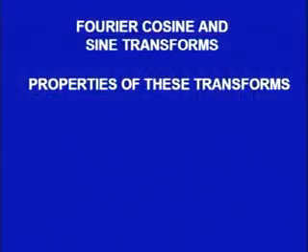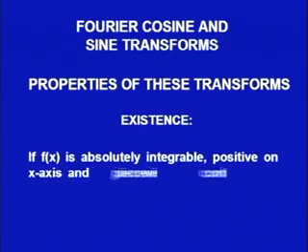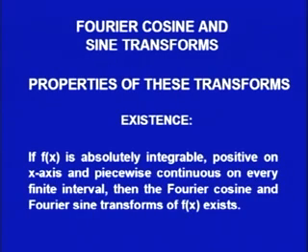Today let us try to find out some important properties of these functions. So, first, existence. If f(x) is absolutely integrable on the positive x axis and piecewise continuous on every finite interval, then the Fourier cosine and Fourier sine transform of the function f(x) do exist. So, this gives the existence of the Fourier sine and Fourier cosine transform.